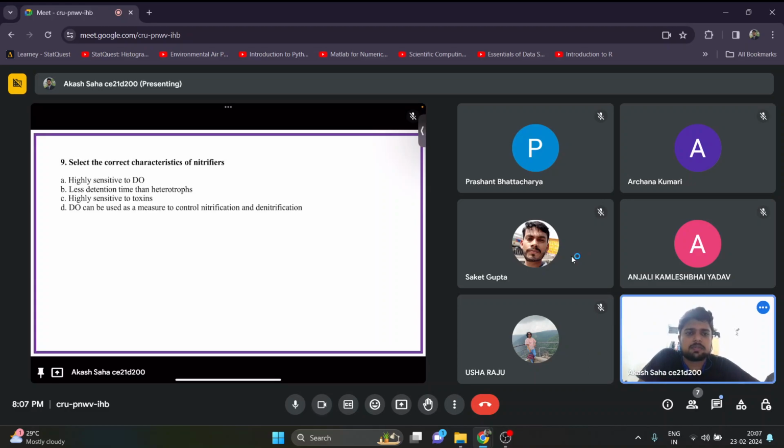What else? Actually, what you have said is correct. Both, highly sensitive to DO, because these nitrifiers are very sensitive to the dissolved oxygen concentration, and they are also sensitive to the toxins present. So both A and C are correct. One more option is correct. Can someone tell?